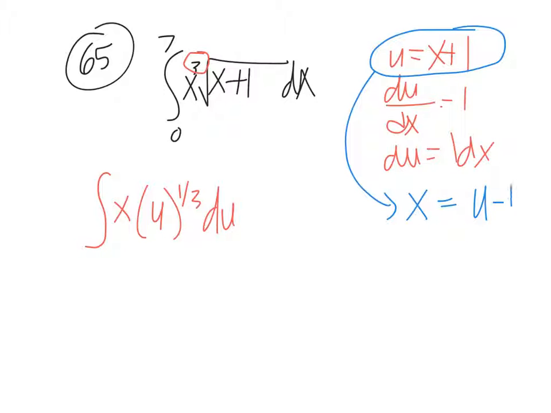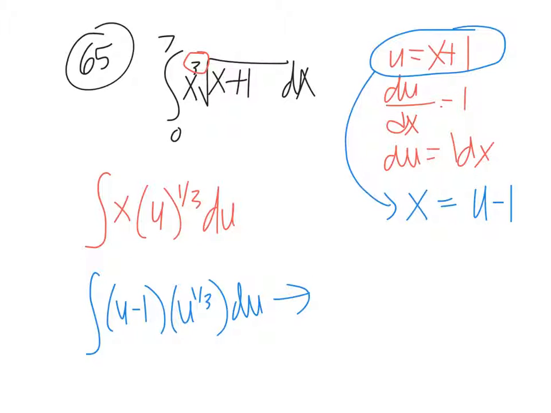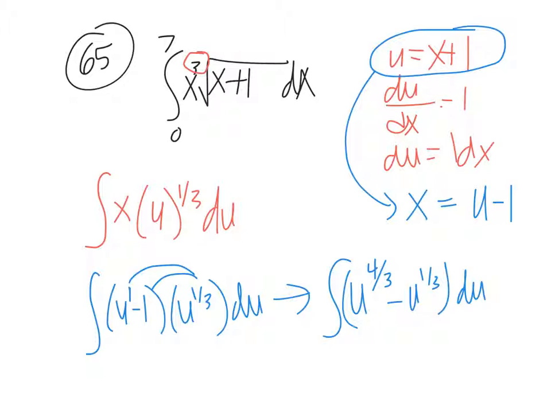So in terms of u, I have u minus 1 equals x. So I'm going to have the integral of (u minus 1) times u to the 1/3 du. And then I'm going to actually distribute that u to the 1/3. So I'm going to have u to the 4/3, because I have to add my exponents, and there's a 1 there, minus u to the 1/3 du. Notice I always put parentheses around my integrand, because I'm taking the integral of the whole thing, not just part of it.